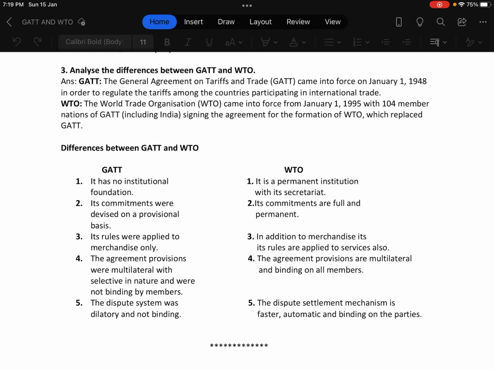But as far as WTO is concerned, the dispute settlement mechanism is faster. As I mentioned to you, it is 18 months. Within 18 months, the dispute has to be settled, automatic and binding on the parties, the member nations, the contracting parties. They have to agree to the decision taken by the World Trade Organization. Okay, so this is the difference between GATT and WTO.